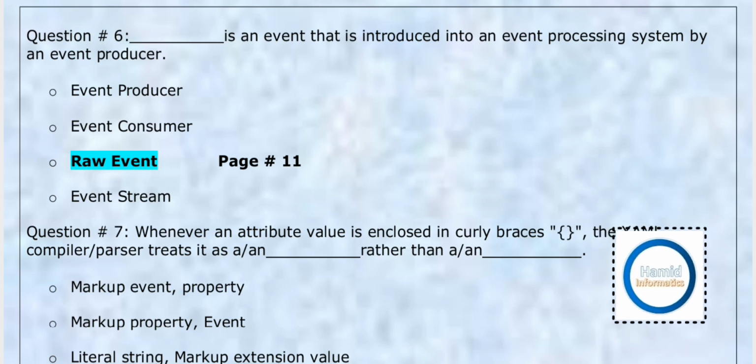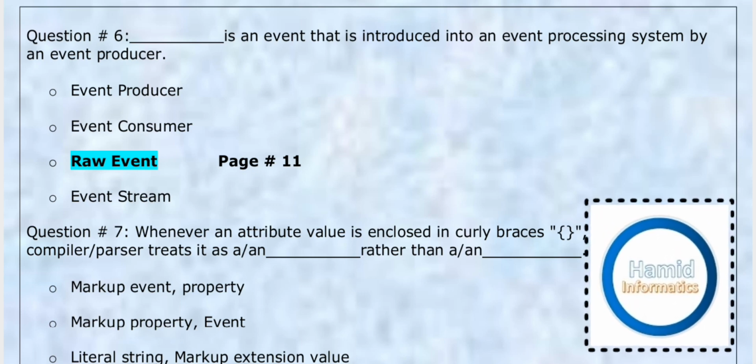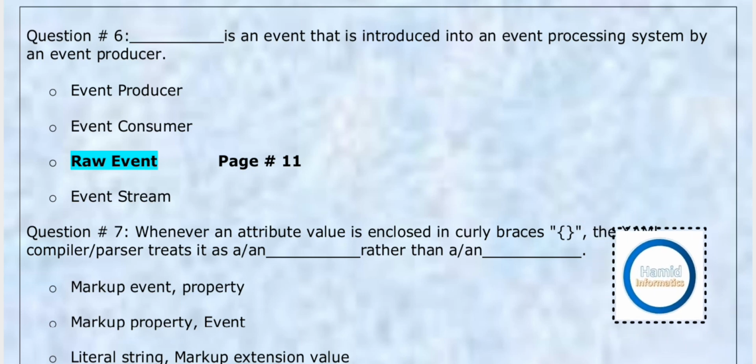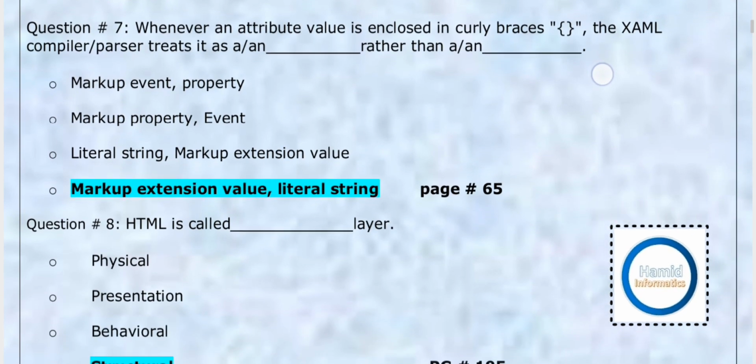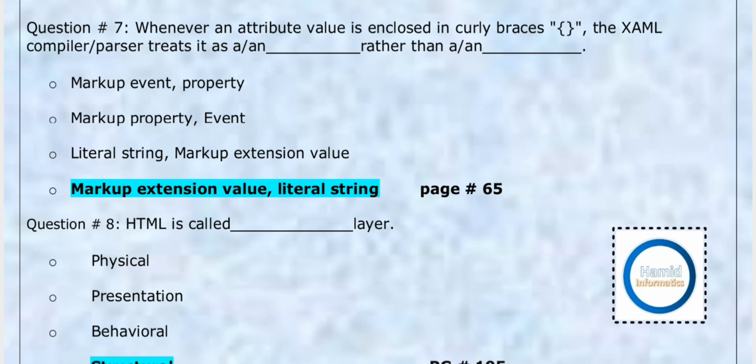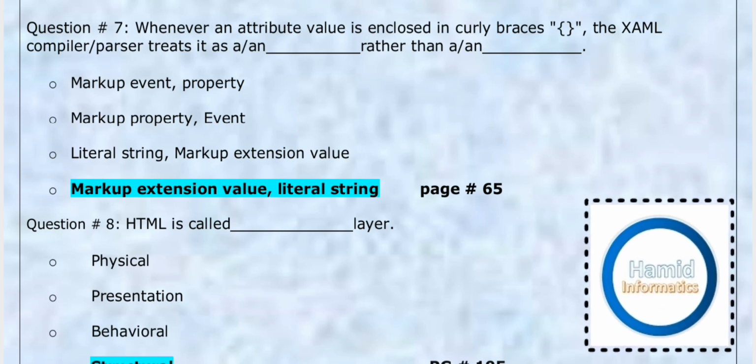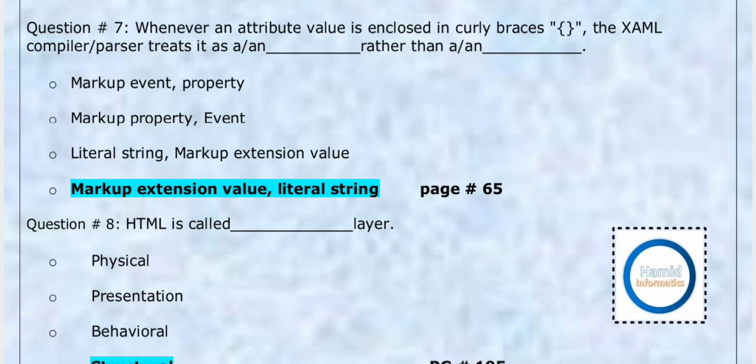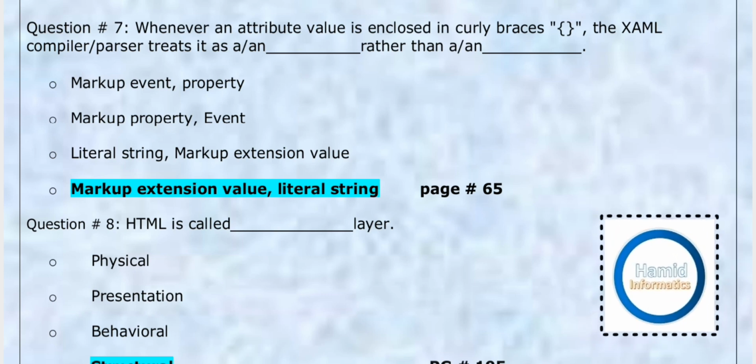Question 6. Dash is an event that is introduced into an event processing system by an event producer. Raw event. When an attribute value is enclosed in curly braces, the XAML compiler/parser treats it as a dash rather than a dash. Markup execution value, comma literal string.